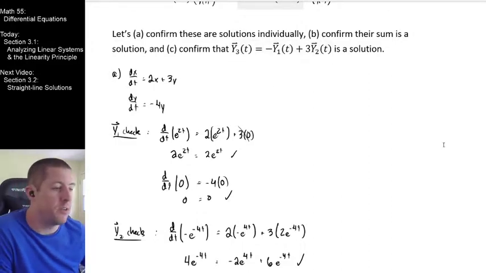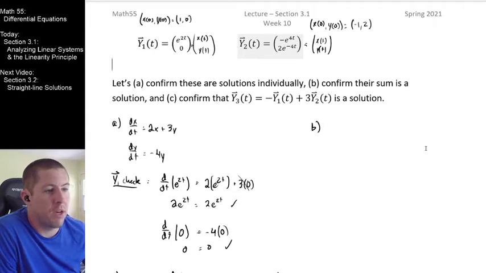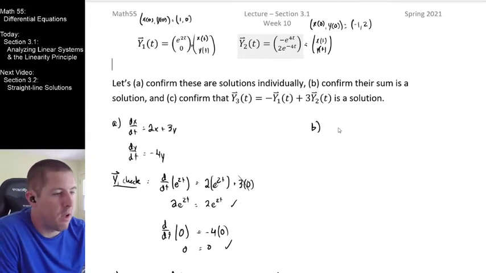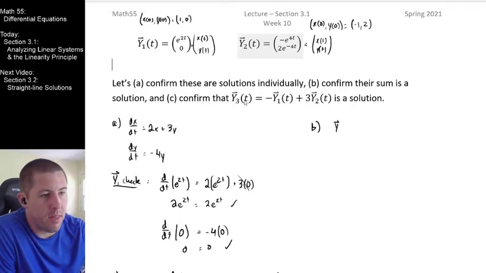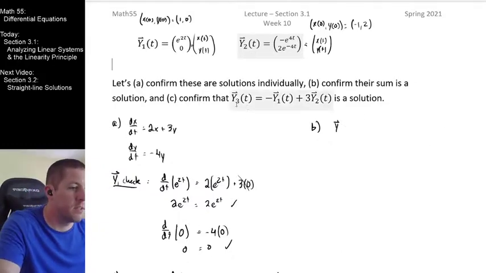The next thing that we want to do now for part B is confirm that their sum is a solution. All right. So what I'm suggesting here is that there should be a new y, and I'm just going to call it general y hat right here because I, for some reason, named that y3. I should have called that y4. All right, let's do this right here. Let me do myself a favor.